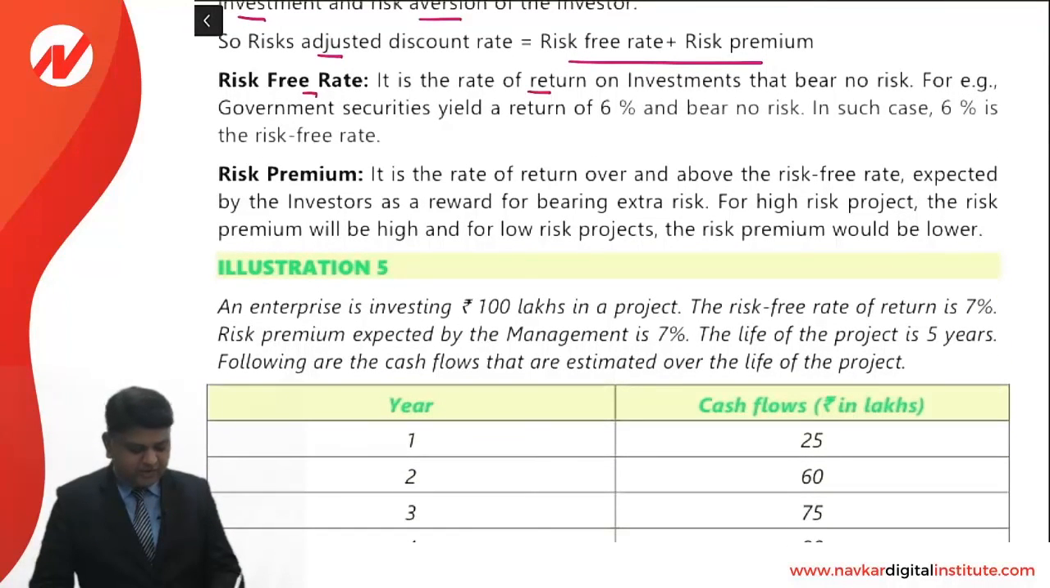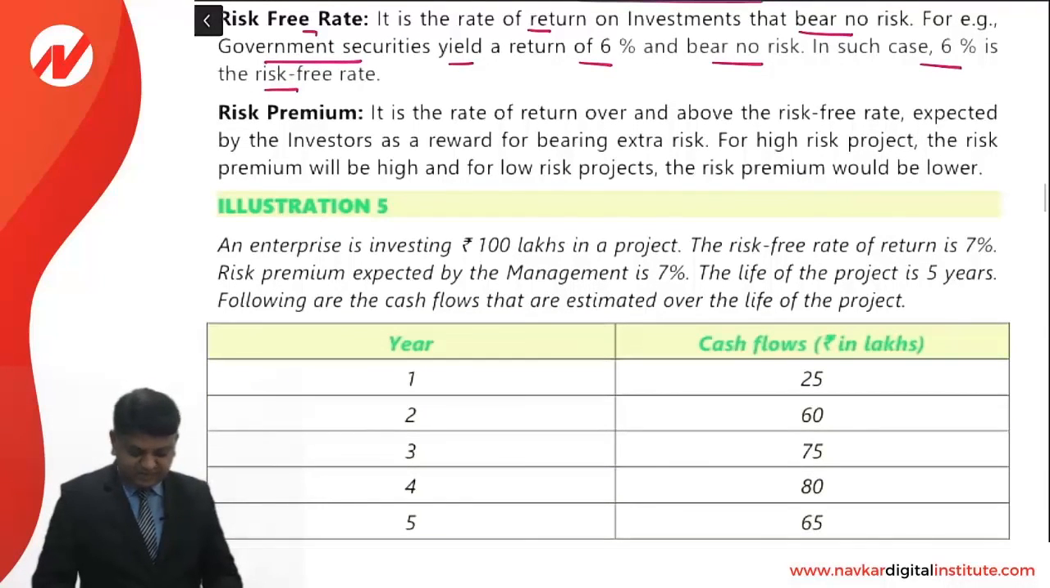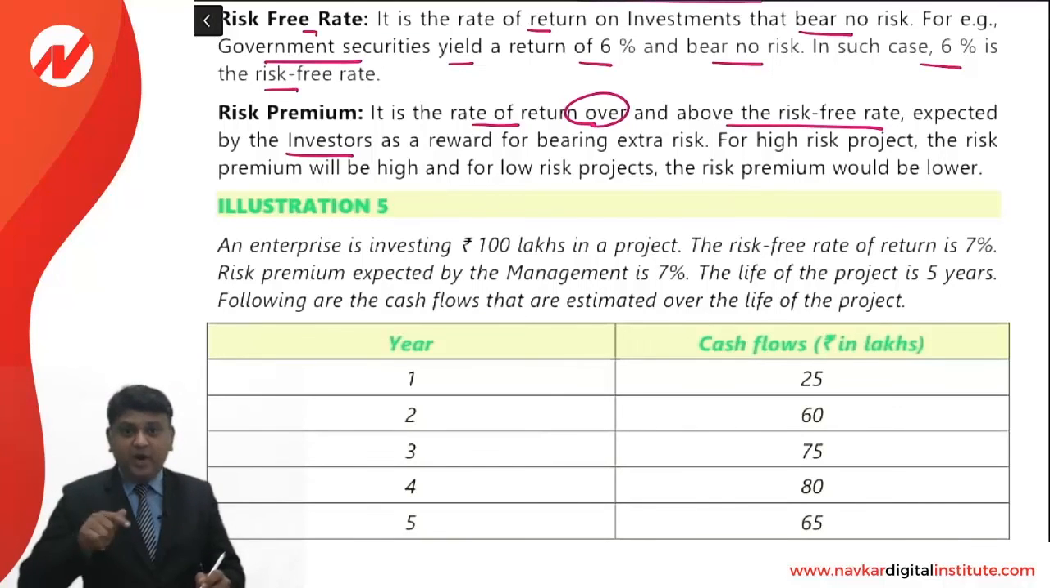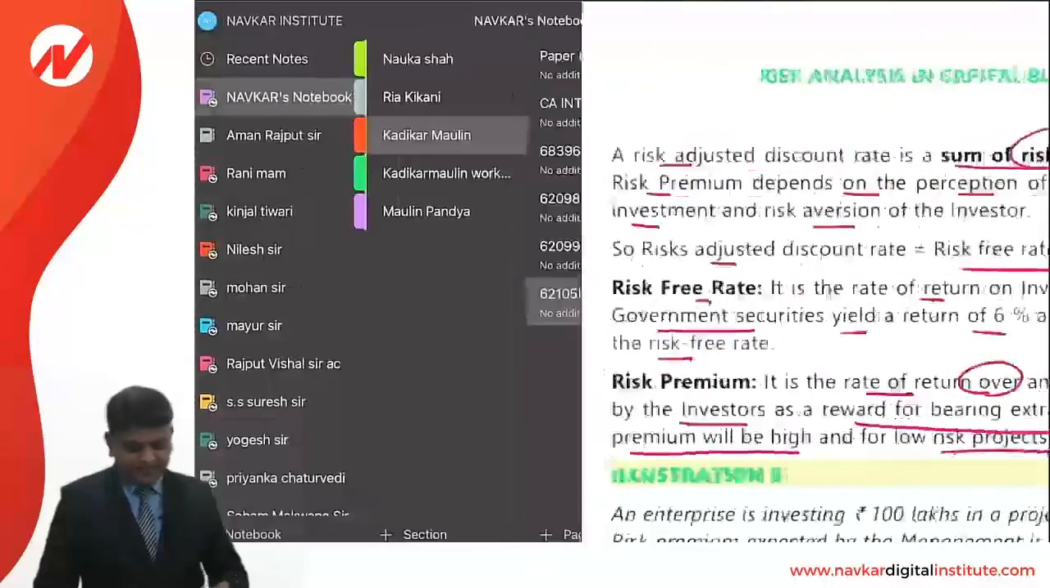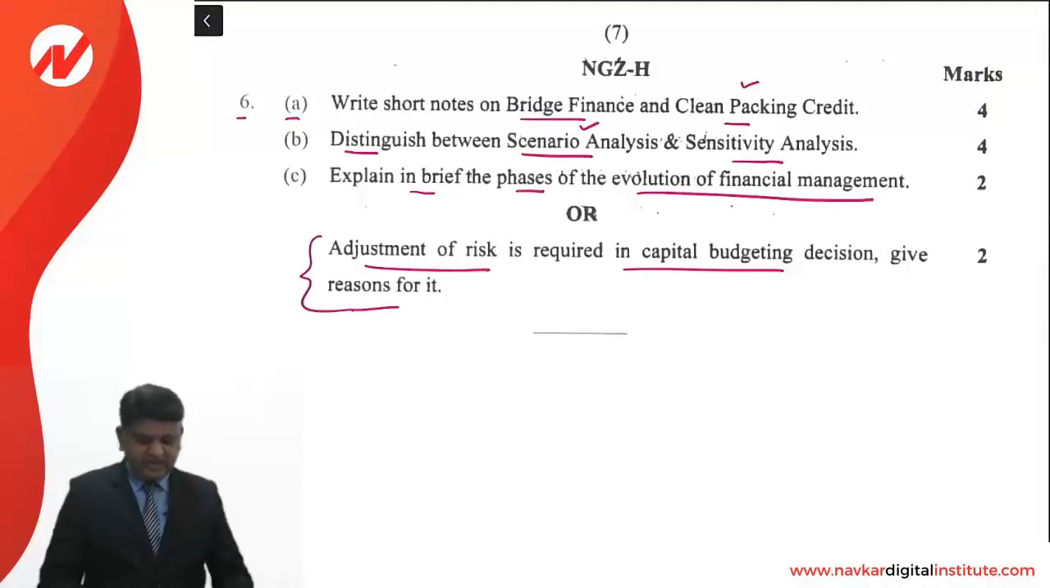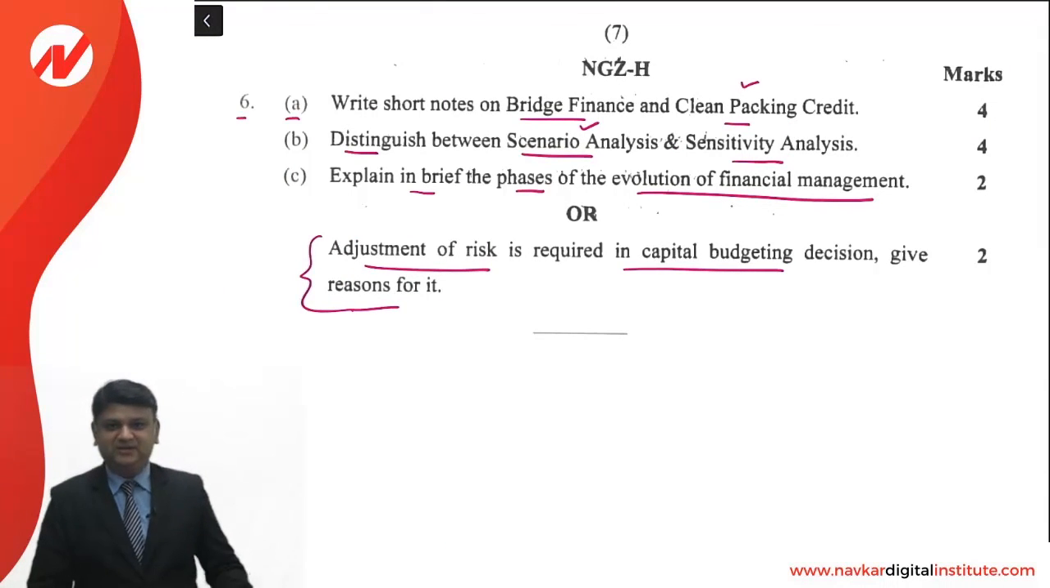RF is the rate of return on an investment that bears no risk. For example, a government security yield gives a return of 6% and bears no risk. In such a case, RF is 6%. Risk premium is a rate over and above the risk-free rate expected by the investor, as a reward for bearing extra risk. For a high risk project, the risk premium will be high. For a low risk project, the risk premium would be lower. This is what we understand, and that is the way we are required to give the answer over here.